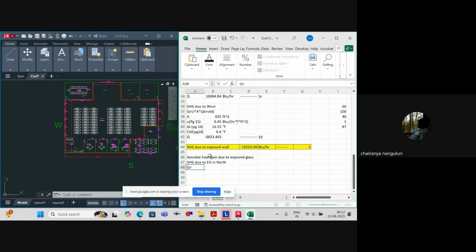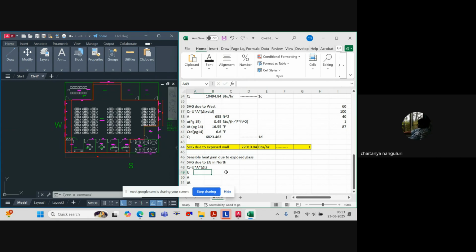Q is equal to U into A into delta T, the equivalent temperature difference, isn't it? If you remember, we'll get it according to our latitude for glass, so automatically we need not use any correction factor, which I explained yesterday. So Q equals UA delta T is the equation that you have got. Now we have to apply the U factor, area, and delta T, and calculate them as per our data.